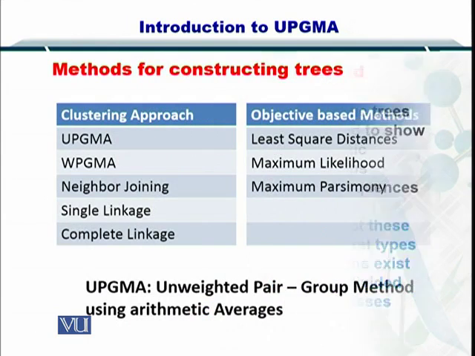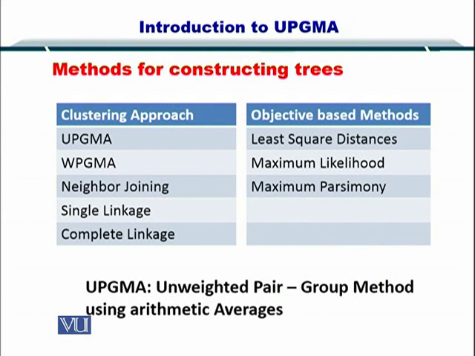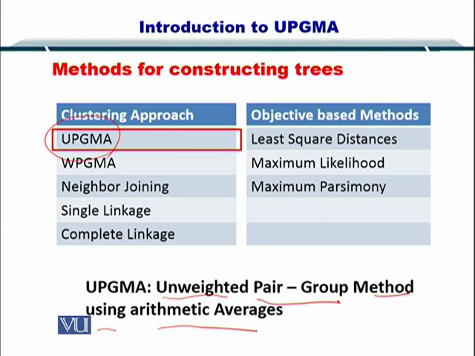To start with, several algorithms exist, and the two general approaches include the clustering approach and the objective-based methods. Here we'll start with the UPGMA, that is essentially unweighted pair group method using arithmetic averages. This very long name can simply be used as an acronym, UPGMA. So let's start looking at what this algorithm does for us.